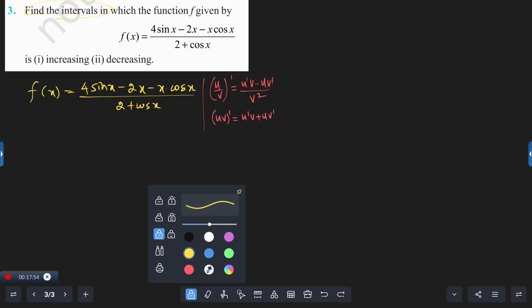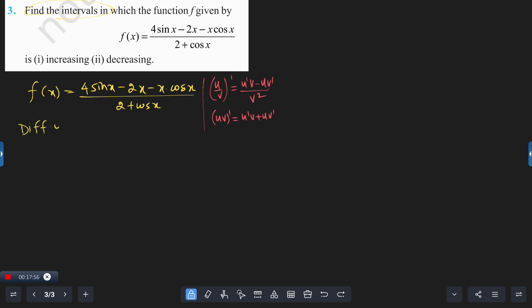So listen carefully. So differentiate with respect to x. Now what I am getting, f dash of x, which is equal to denominator, 2 plus cos x whole square. Now numerator we have to differentiate as per this u dash v. 4 into sin derivative, cos x. X derivative 1, leave it, minus 2 into x derivative 1, leave it.